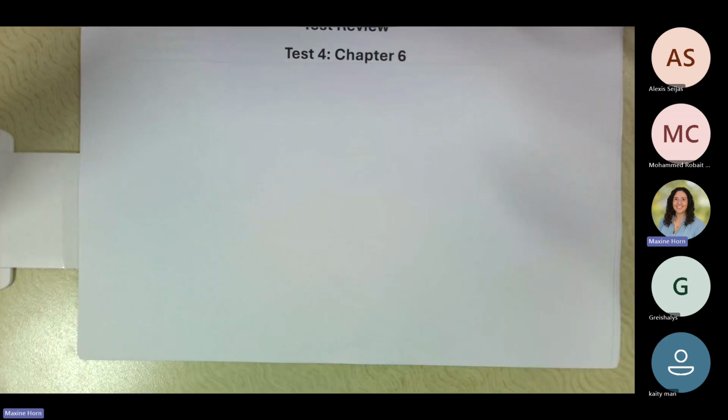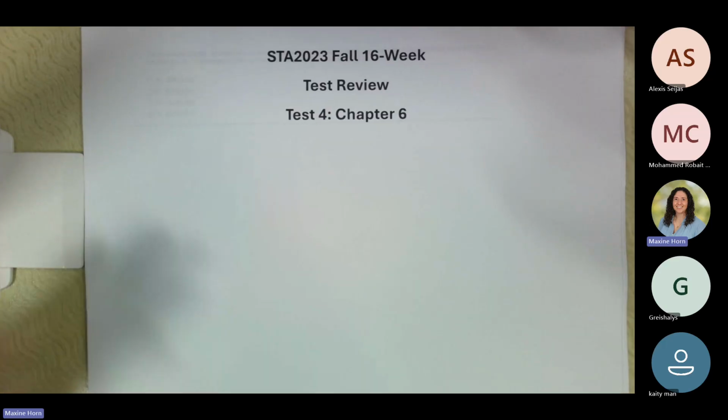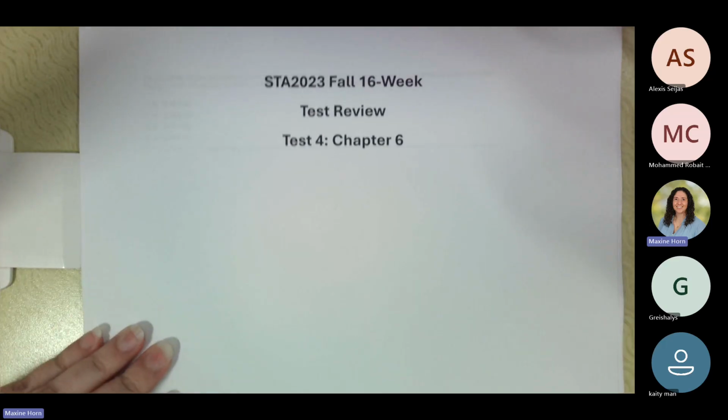So let's go ahead and dive in. And like I said, I'm going to show you a few ways because there's the fully by hand way, there's the partially by hand way, and there's the all in the calculator way.